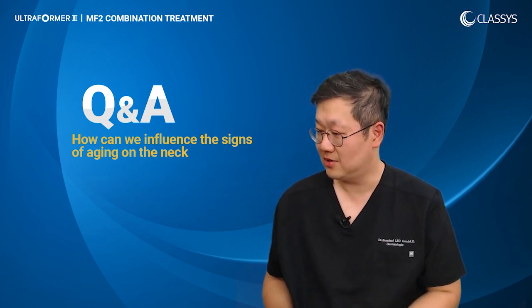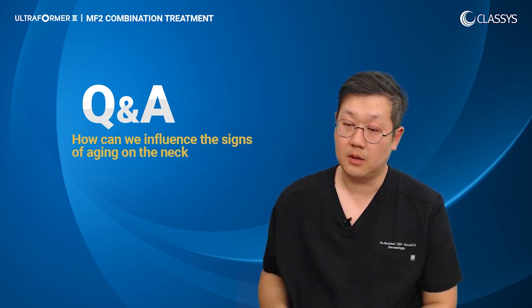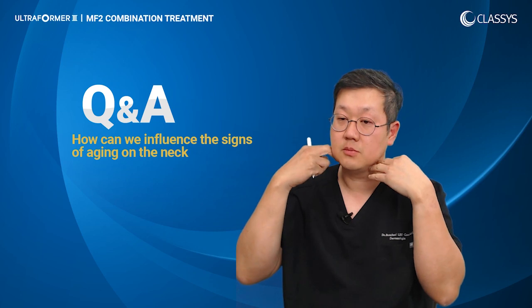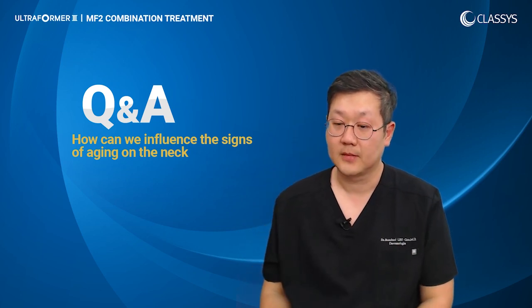Oh, last question we have. Does the 4.5 cartridge act on the adipose tissue or on the SMAS? Not here. Maybe you can use it here, and for the extension of this assistant muscle here, maybe you can use it.